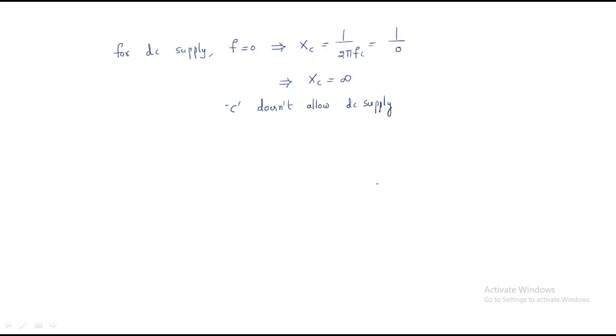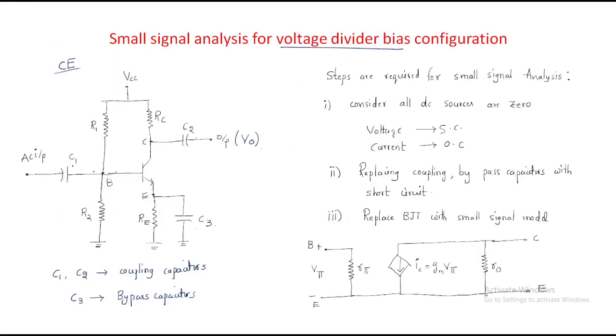For a DC supply, the frequency will be zero. Then the reactance of the capacitor XC equals 1 by 2πfC, which is 1 by 0, so XC becomes infinite. So capacitors do not allow the DC supply. In this diagram, with capacitor 1 and capacitor 2 placed here, the DC supply flows only through this branch. It does not enter the input side or the output side.